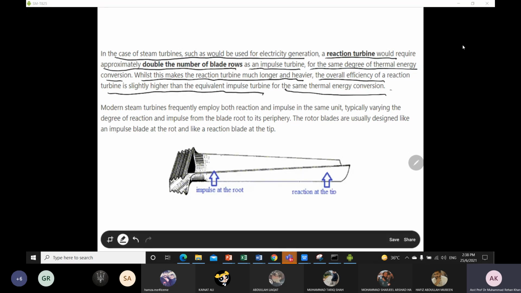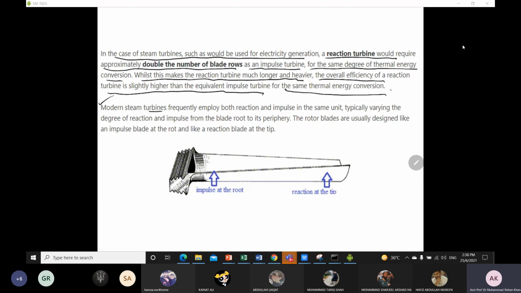Another important piece of information is that most modern steam turbines use both reaction and impulse in the same unit, typically varying the degree of reaction and impulse from the blade root to its periphery. The rotor blades are usually designed like an impulse blade at the root and like a reaction blade at the tip.